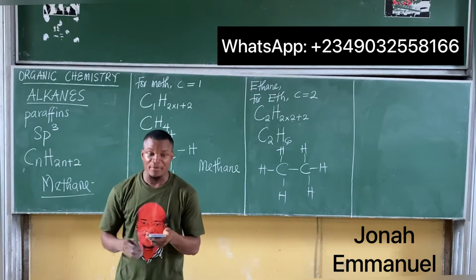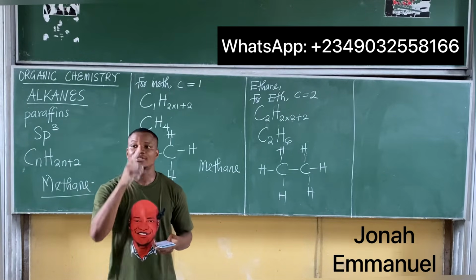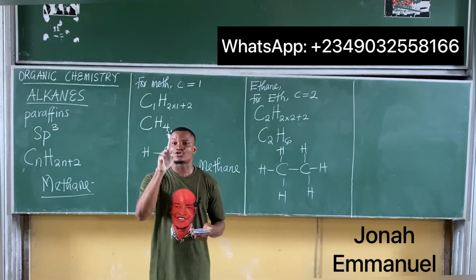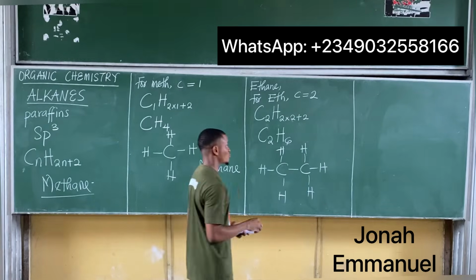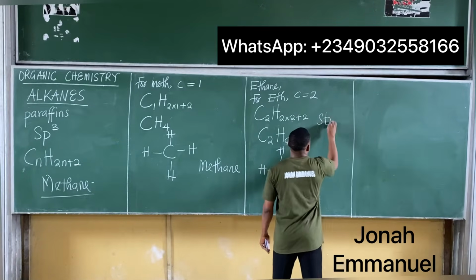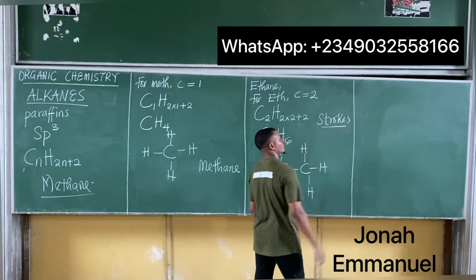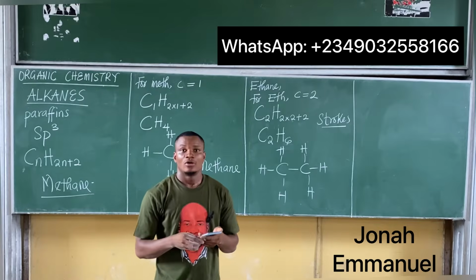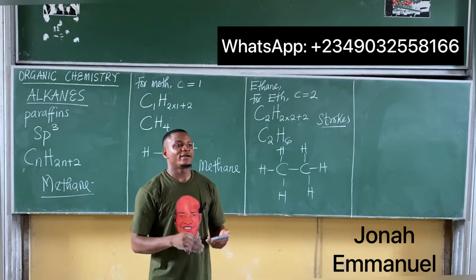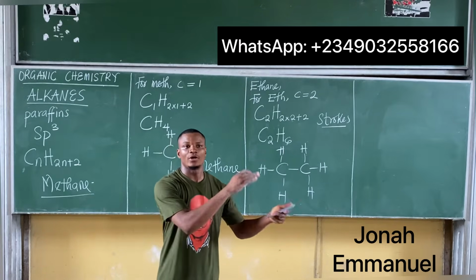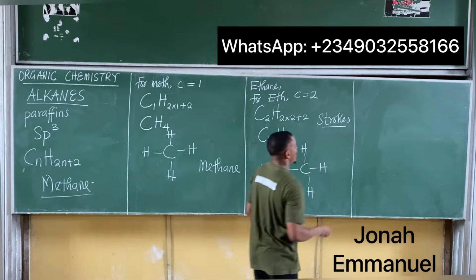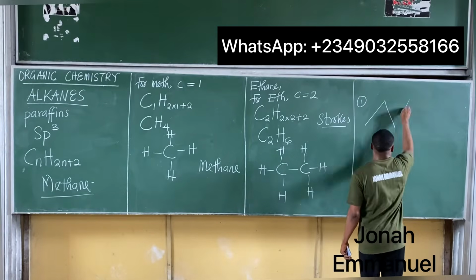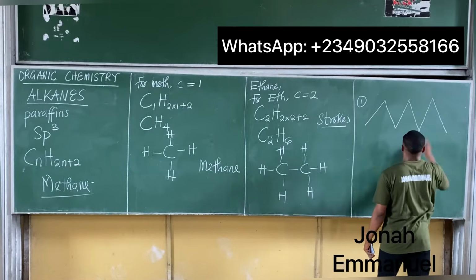Alkanes can be represented using strokes, S-T-R-O-K-E-S, on the board. Add "only" there: alkanes can be represented using strokes only, including the alkyl group.